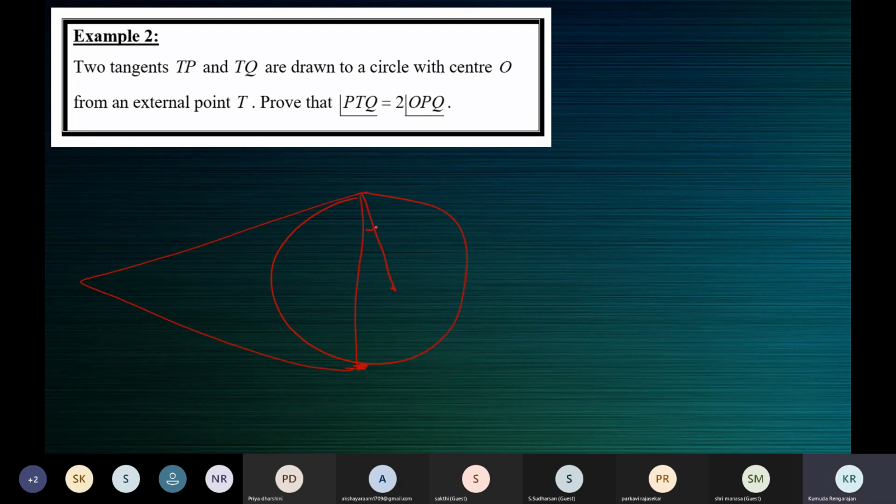Okay, so this one is PTQ. See, it's given that TP and TQ are tangents and the center is O. The figure will be given to you, children. Prove that... So in triangle PTQ, I marked angle 1, and angle OPQ, this one, is angle 2.